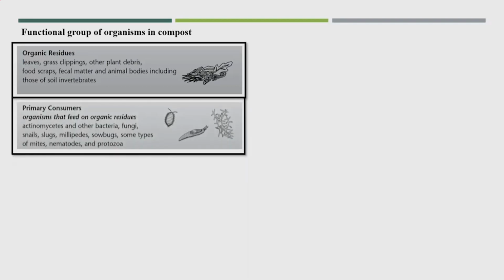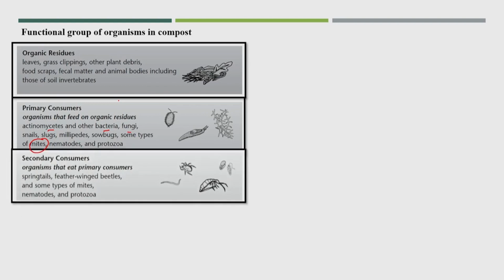First, the degradation by primary consumers. The primary consumers could be what I was talking about, bacteria. The majors are bacteria, actinomycetes and fungus. These are the major microbes, but along with that there could also be snails, millipedes and snow bugs, and also some types of mites. You can easily find those small white mites too.